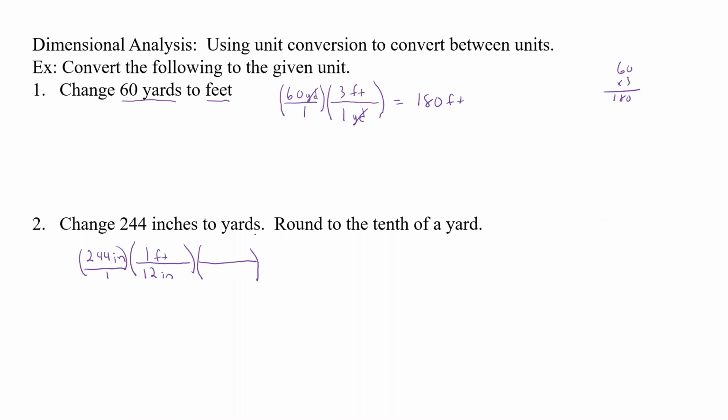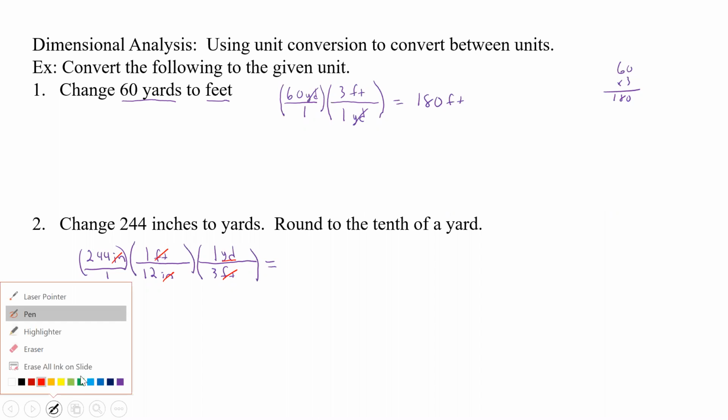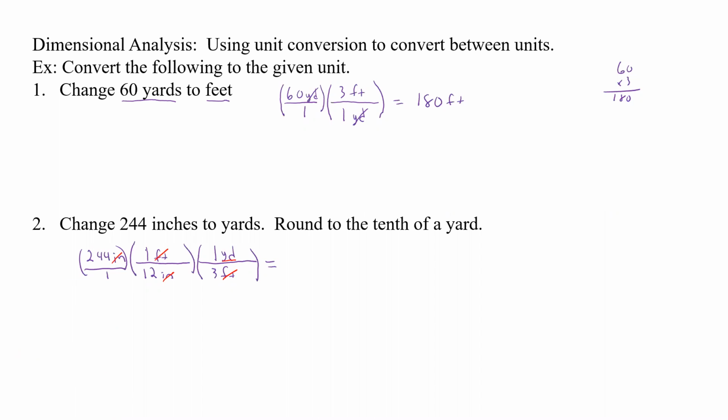Now we can go from feet to yards because we know there are 3 feet in 1 yard. And now I'm going to change color so I can show marking off. So we went from inches, canceled inches, feet, canceled feet, and we're left with yards. Now all we have to do is multiply everything out. We go across the top, that says 244 yards over. Here we have 12 times 3 is 36. And so basically we just have to take 36 into 244.